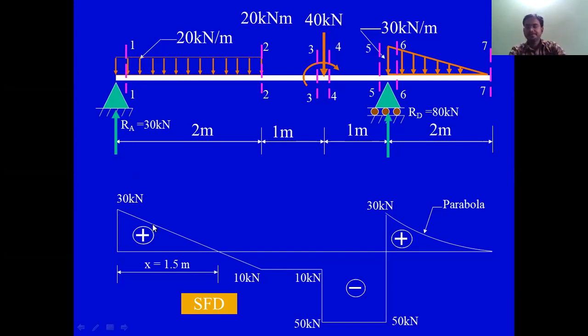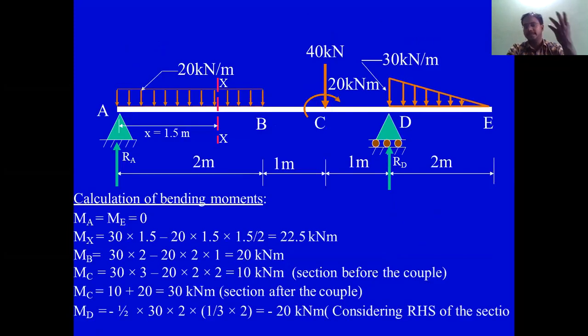Now, I think this is clear. X is equal to 1.5 meter. You can do this one. Next one, coming to bending moment calculation, bending moment diagram.